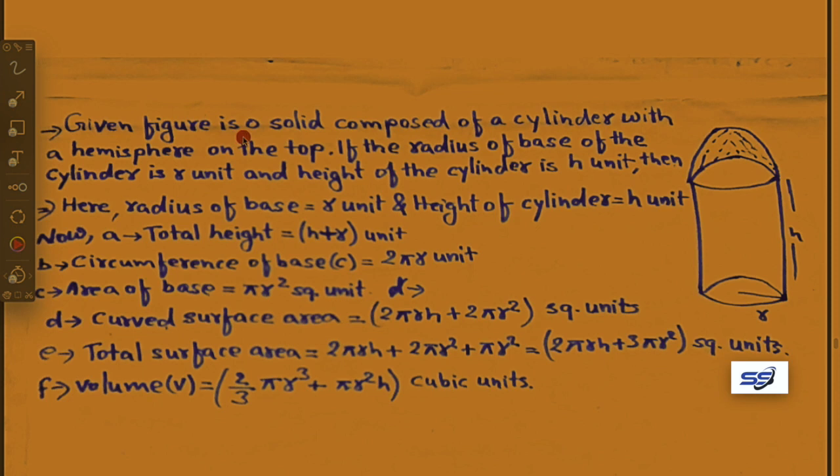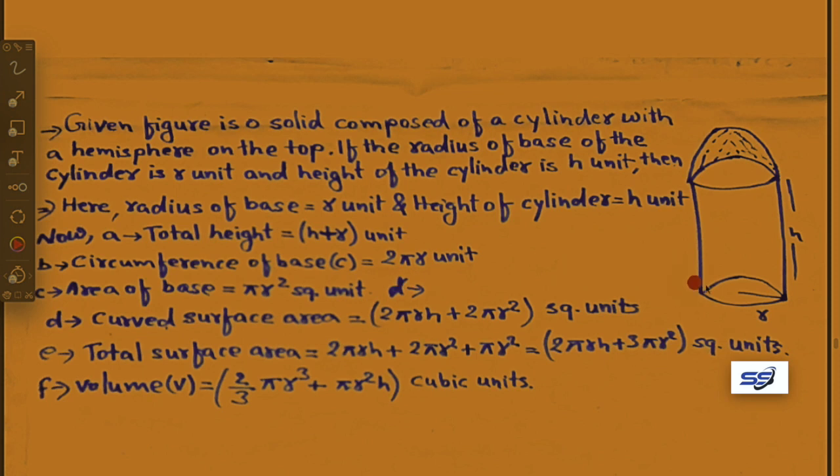The given figure is a solid composed of a cylinder with a hemisphere on the top. If the radius of the base of the cylinder is r unit and the height of the cylinder is h unit, then radius of base equals r unit and height of cylinder equals h unit. Total height equals h plus r unit. Here r and h shall be added to find total height. Now the circumference of the base. Base means this lower circle, which is given as r.